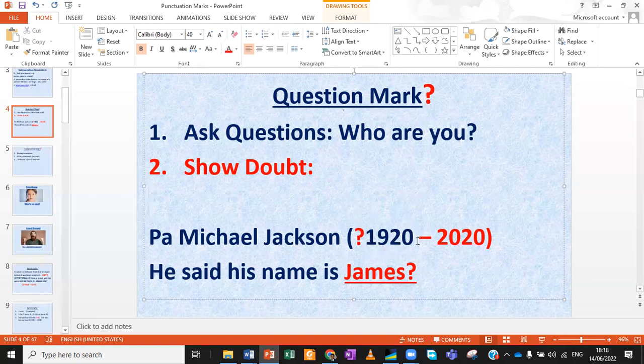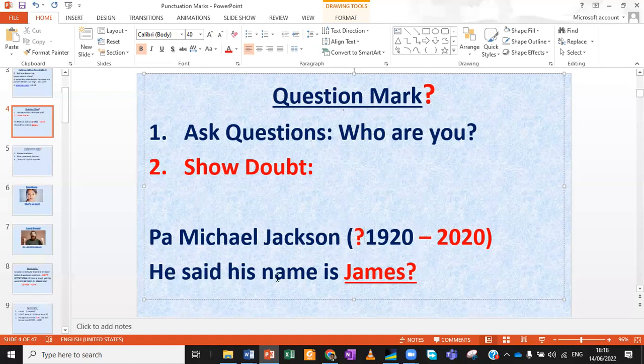but I'm looking at a situation where he was alive when some things happened. So when you put the question mark here, you are actually telling people that he was born around this time, but we don't know the particular year. So just note this.